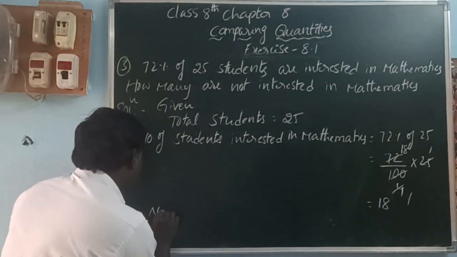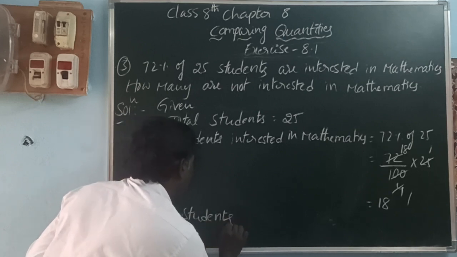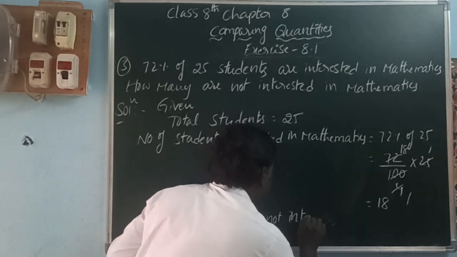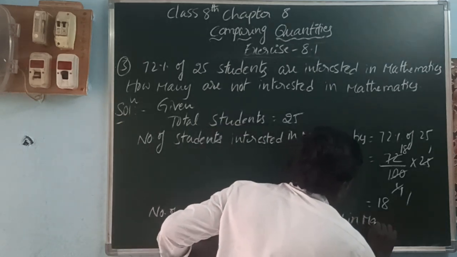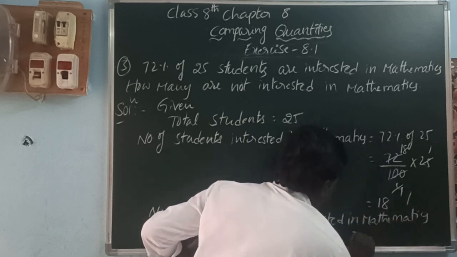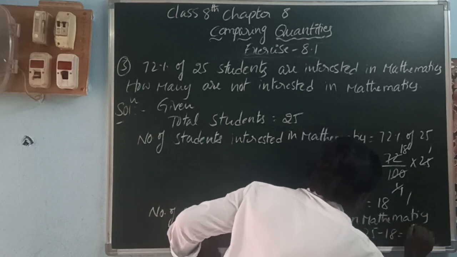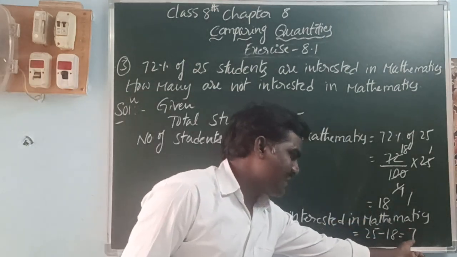So the number of students not interested in mathematics is the total students, 25, minus those interested, 18. The remaining are not interested. So how many students are not interested in maths? 7 students.